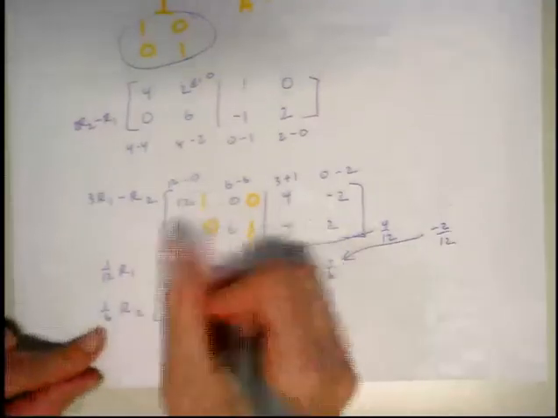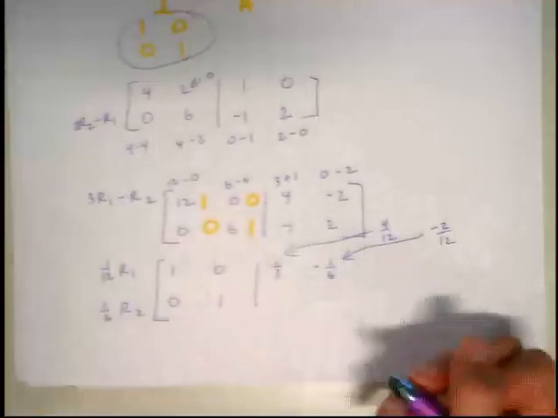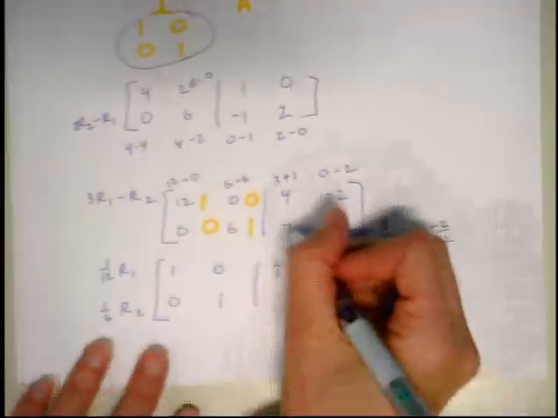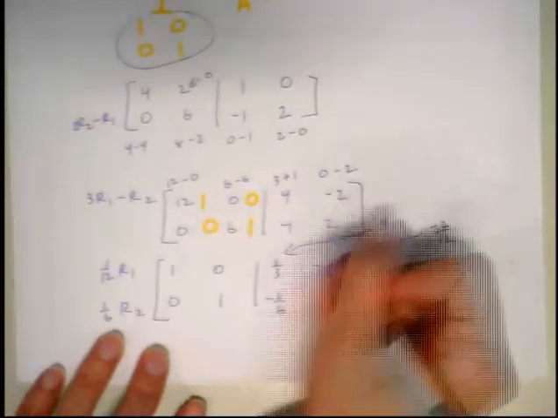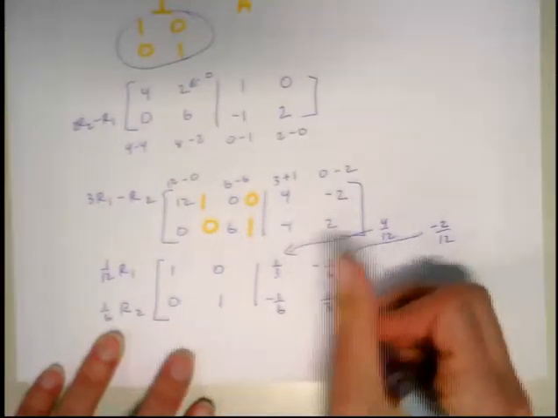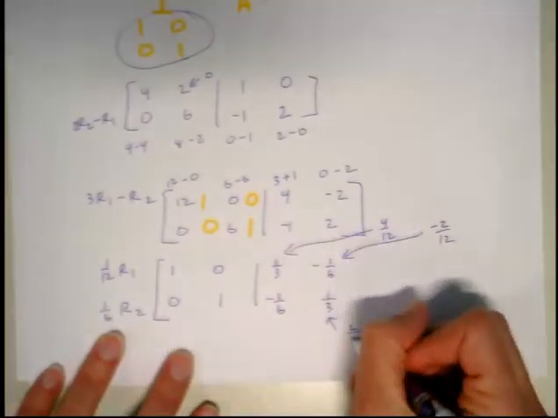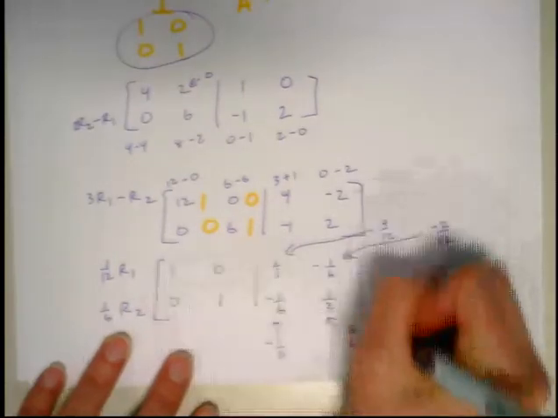Okay, 0 divided by 6 is 0. 6 divided by 6 is 1. Okay, we're there, right? -1 divided by 6 is -1/6. 2 divided by 6 is 2/6, which is 1/3. So this guy is 2 divided by 6, right? -1 divided by 6, and so on.